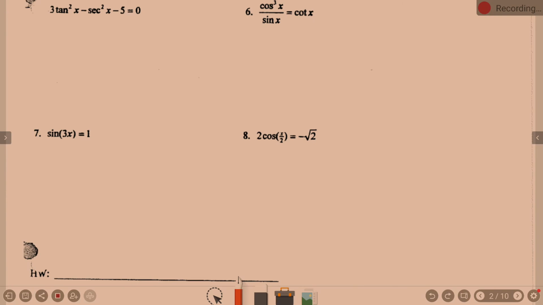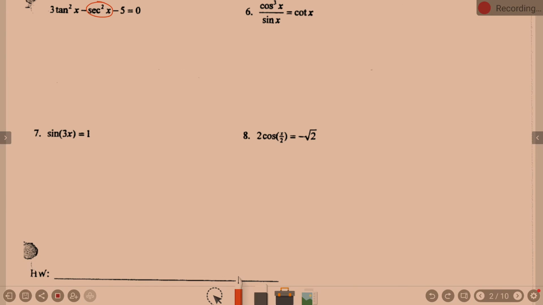Here's what I'm going to go with. I see a secant squared here, and I'm choosing to go that way so I can just work with tangents. You could do this the other way too, but this one's kind of already set up. So what can I replace secant squared x with? 1 plus tangent squared x.